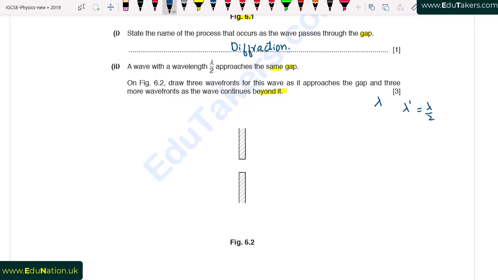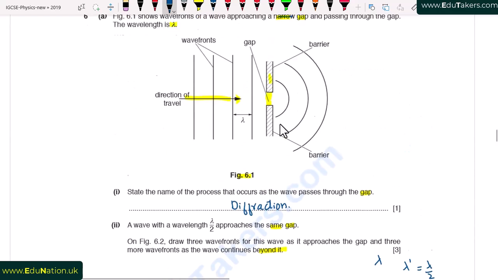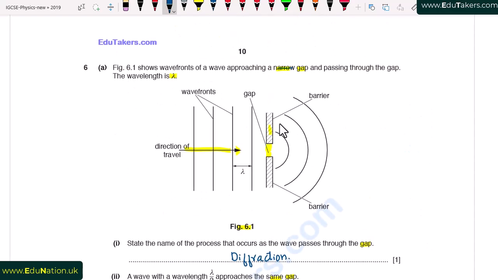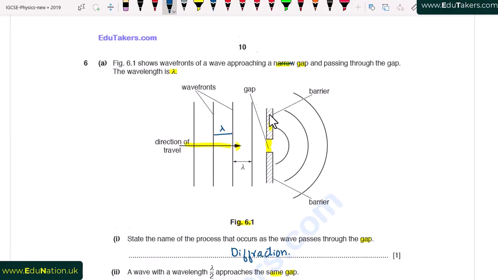Now I am drawing wavefronts. Here you can see that the distance between two wavefront is equal to lambda. But in figure 6.2 we have to half this distance. Now I am going to draw this wave.